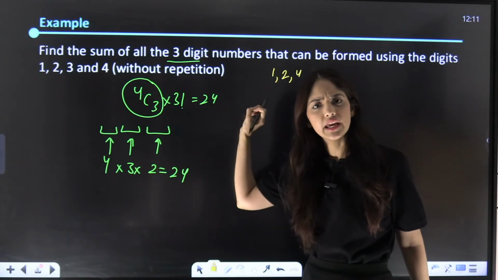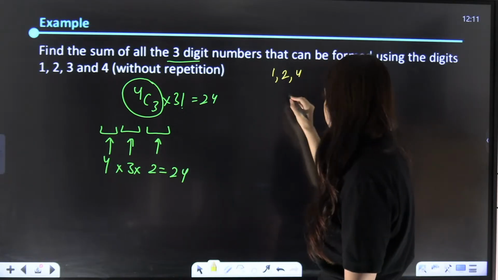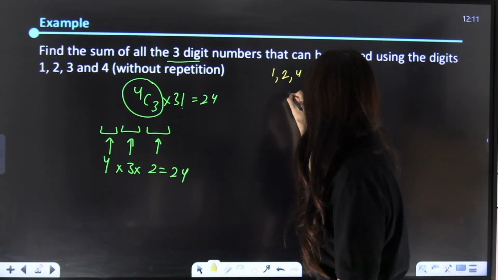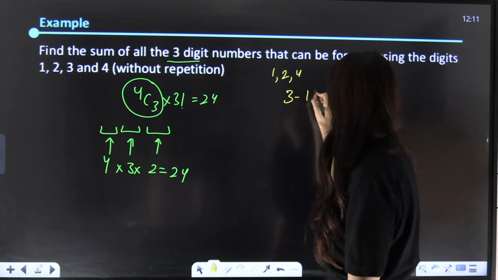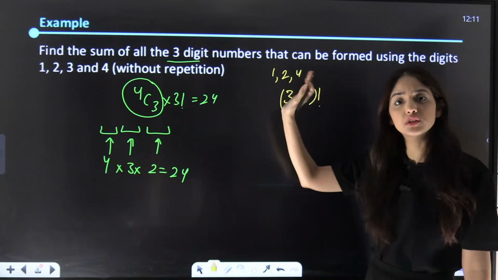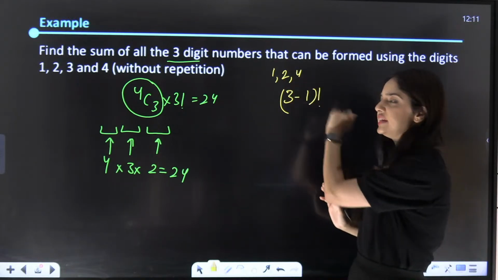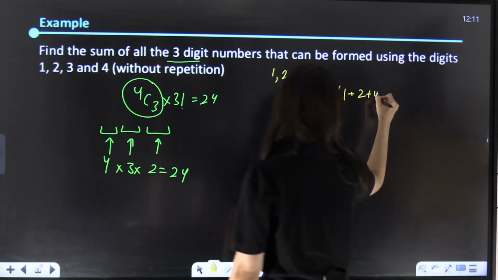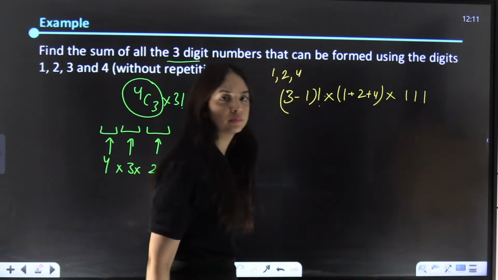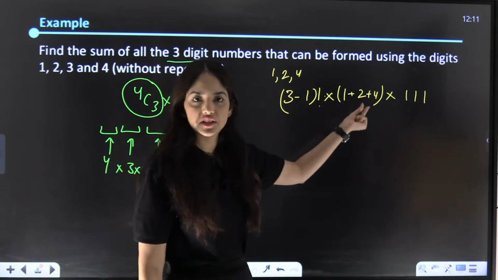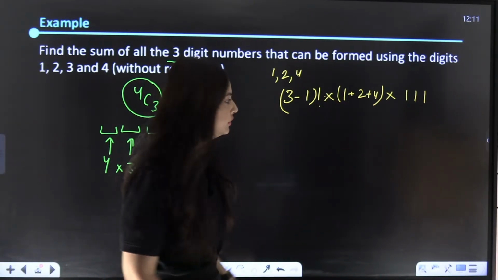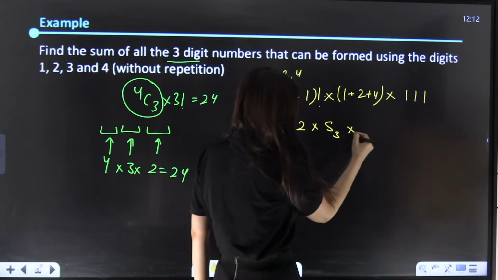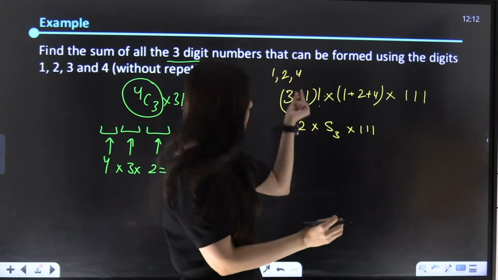Now for this case, I will take the entire sum as number of digits. So it's my previous question, right? The 3-digit numbers using these 3 digits. 3 minus 1 factorial into 1 plus 2 plus 4 into 1, 1, 1. Right? Now let's call this S3 because we left 3. Right? So this becomes 2 into S3 into 1, 1, 1. S3 because we skipped 3.